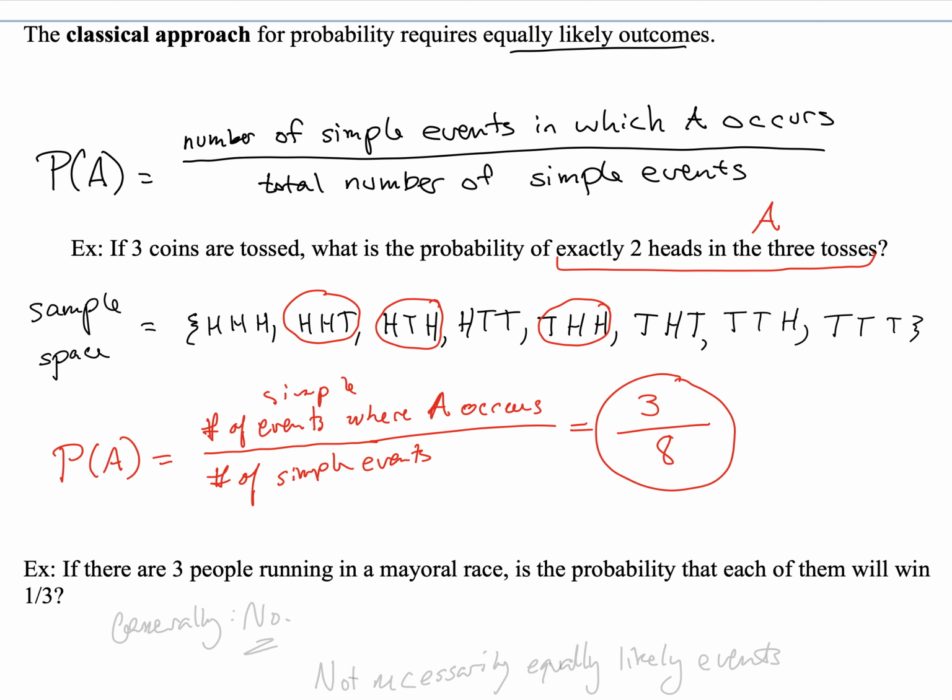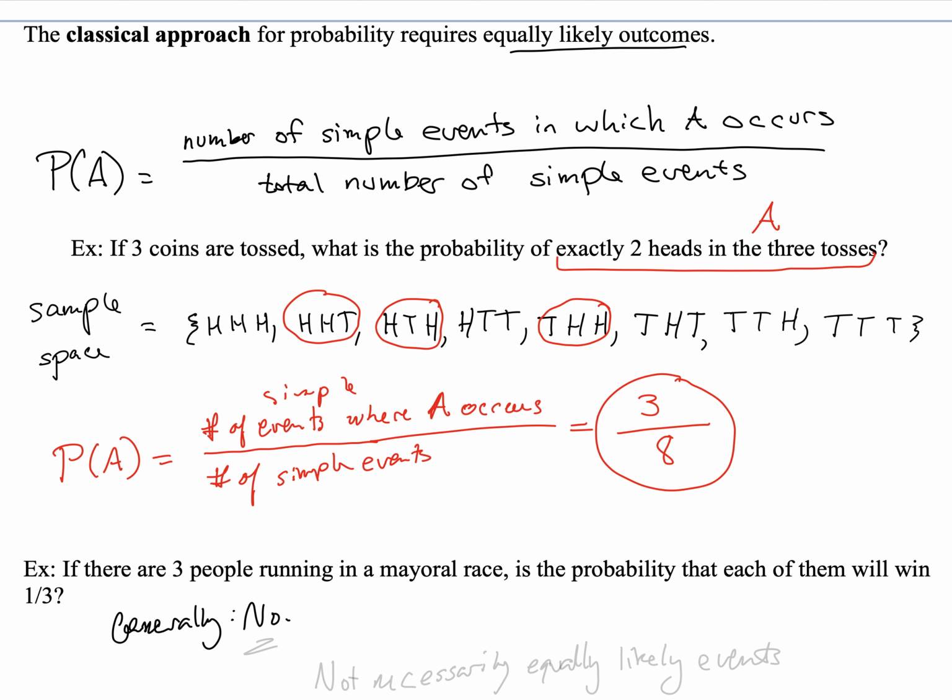So let's think about another example. Suppose there are 3 people running in a mayoral race. Then is the probability that each one of them will win equal to 1/3? If these were equally likely events, the answer would be yes, but generally the answer here is no. Generally, there's a whole lot of other information.